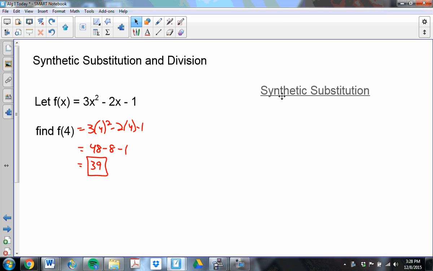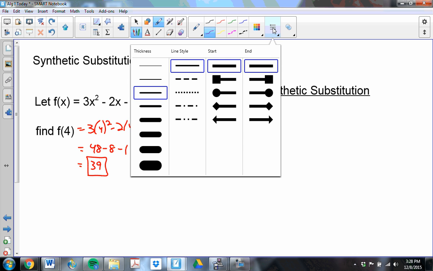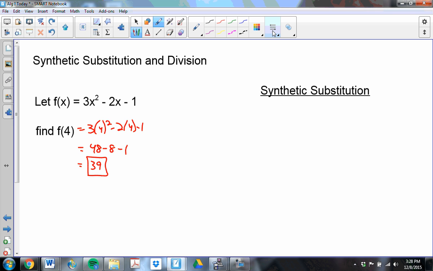Another way, though, is called synthetic substitution. Now, synthetic substitution and synthetic division are basically the same thing, and I'll explain how they're similar and different in a moment. But to do synthetic substitution, I'm plugging a 4 in for x, so I put that 4 in this little corner here, in that top left corner. The coefficients with their signs get written out in this row next to it. I'll draw a line down here.